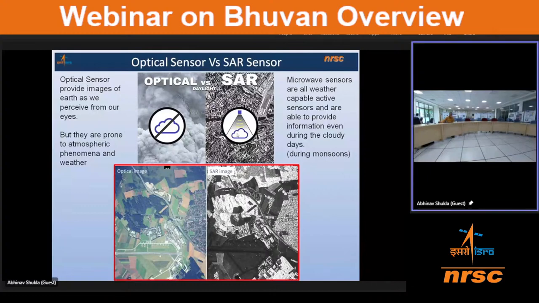So basically, during monsoon season, we tend to utilize more of SAR than optical images, because the entire country is covered with clouds, and specifically the area wherever some kind of major hydrological disaster happens. So depending upon the application, we tend to use the optical image as well as the SAR image.